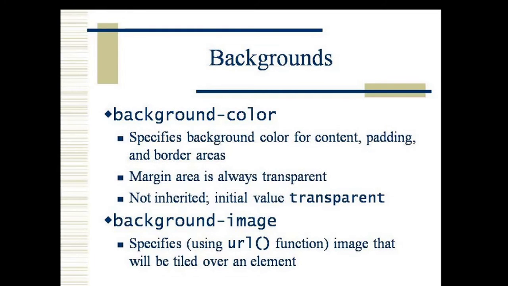Okay, backgrounds: we have background color and background image. A background color, as we have already seen, and a background image is an image that is set for a particular cell, or for a table or table row. So what is the background color? It specifies background color for content, padding and border areas. The margin area is always transparent. This background color is not inherited and the initial value is transparent. For the background image, it specifies, using the URL function, an image that will be tiled over an element.